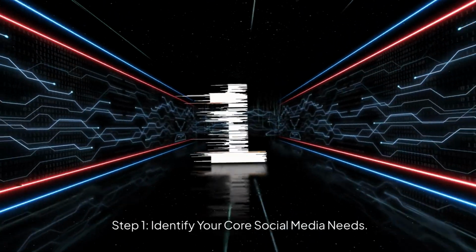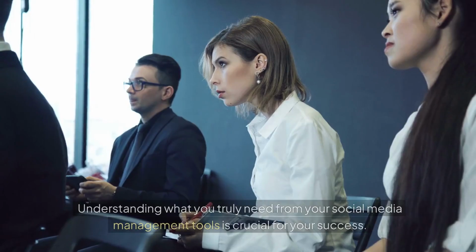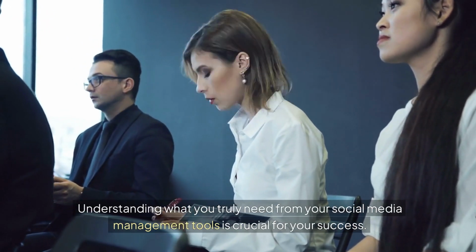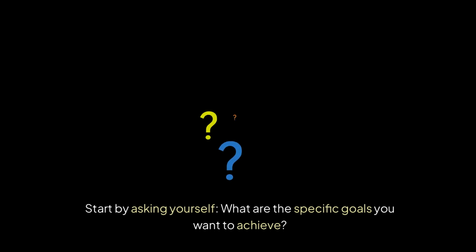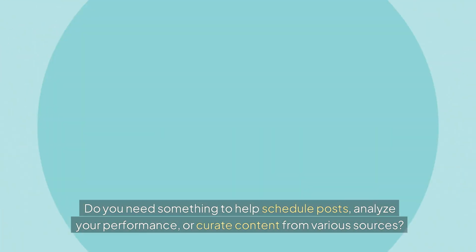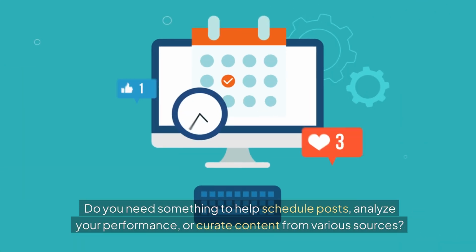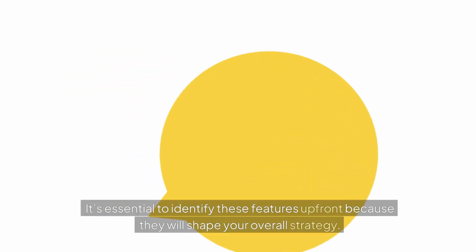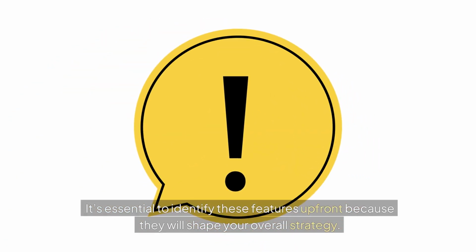Step 1. Identify your core social media needs. Understanding what you truly need from your social media management tools is crucial for your success. Start by asking yourself, what are the specific goals you want to achieve? Do you need something to help schedule posts, analyze your performance, or curate content from various sources? It's essential to identify these features up front because they will shape your overall strategy.